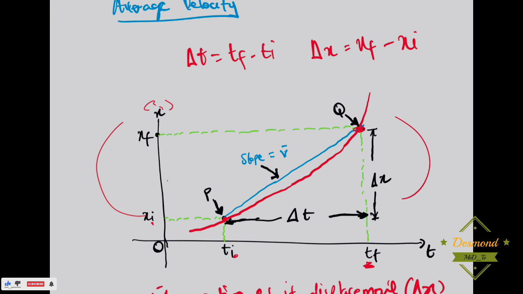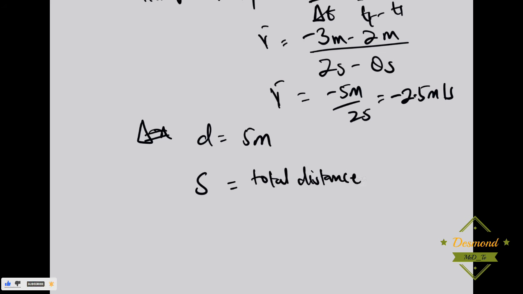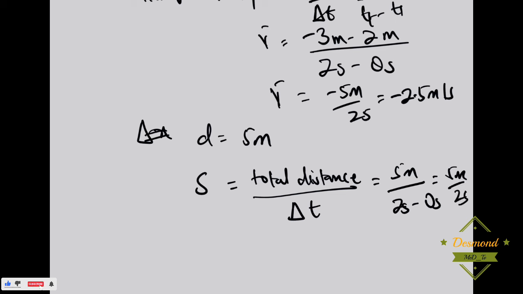So let's go back to our question. The total distance covered will be 5 meters, right? And the average speed will be equal to total distance on delta t. So we have 5 meters on 2 seconds minus 0 seconds. Then we will have 5 meters on 2 seconds, which will be 2.5 meters per second, right? So that is our average speed.